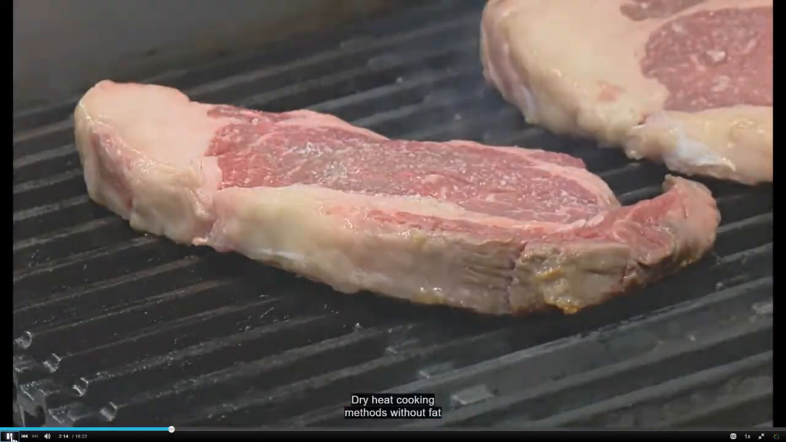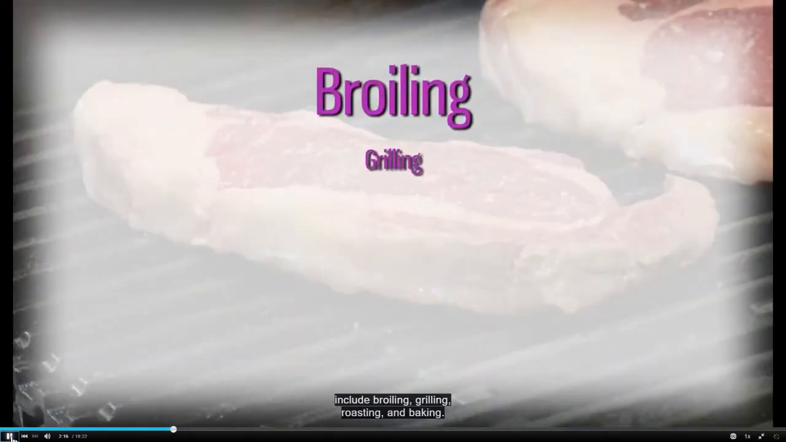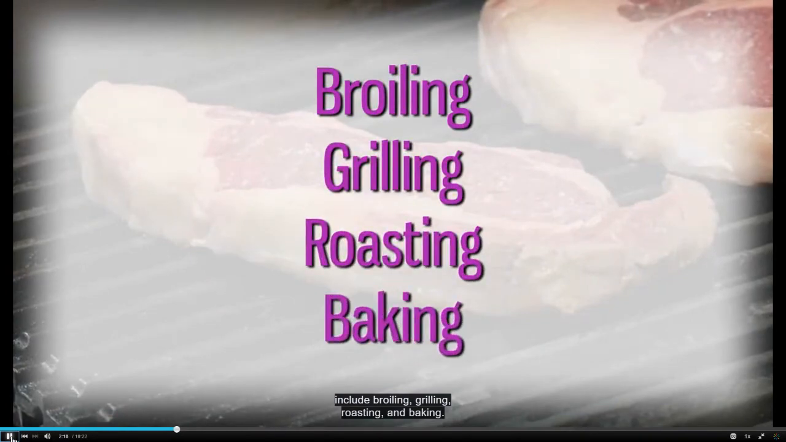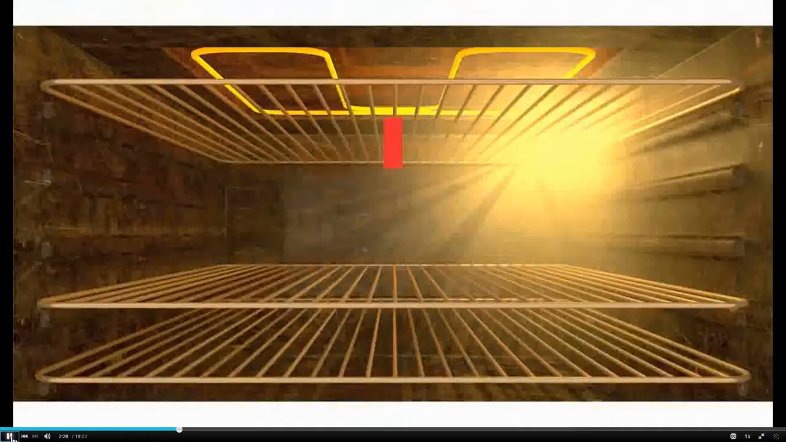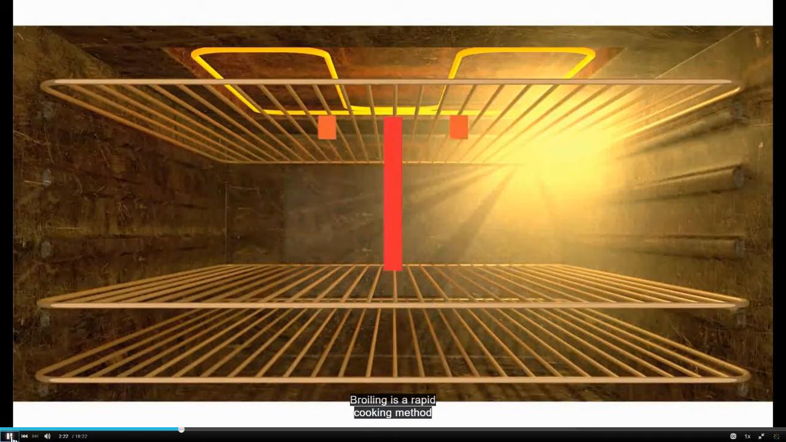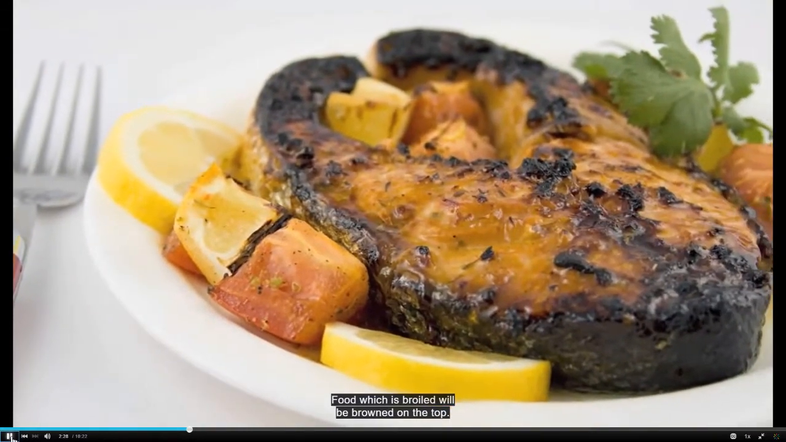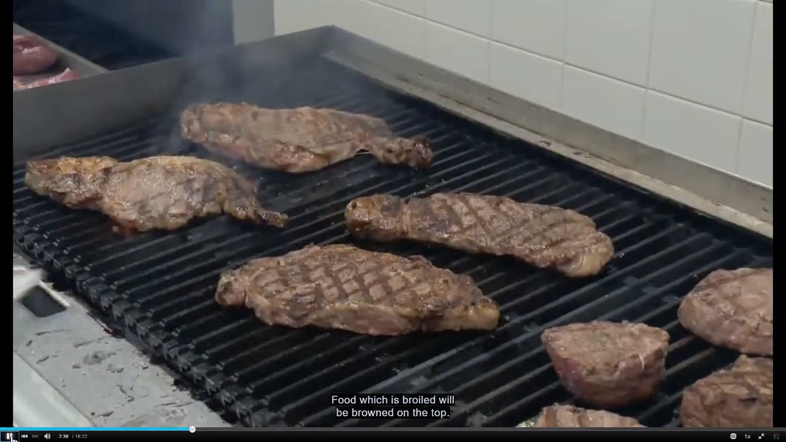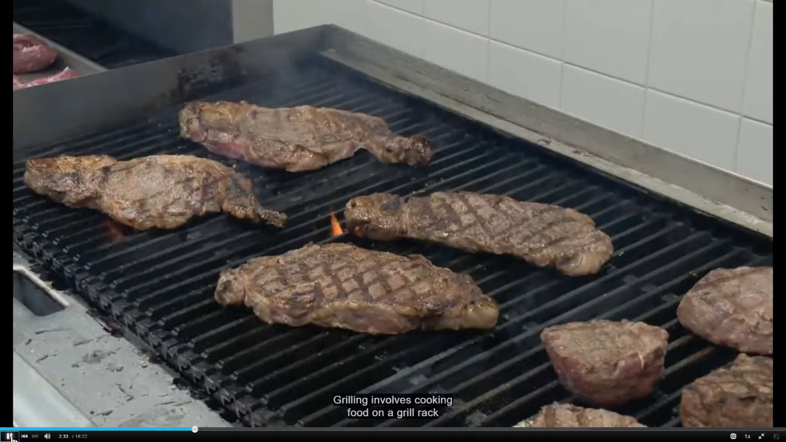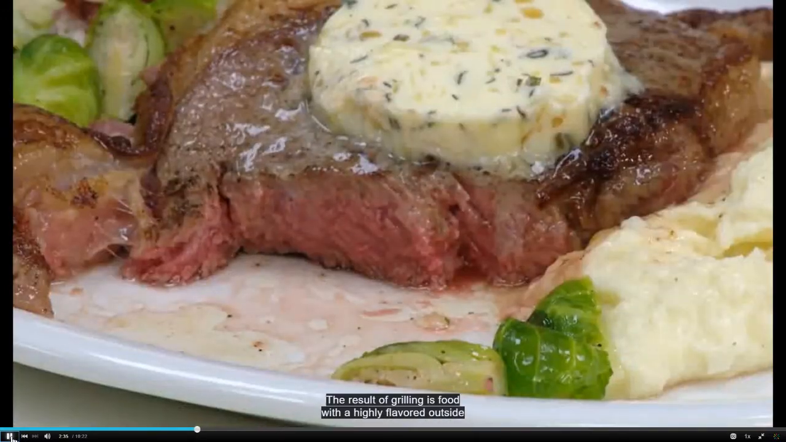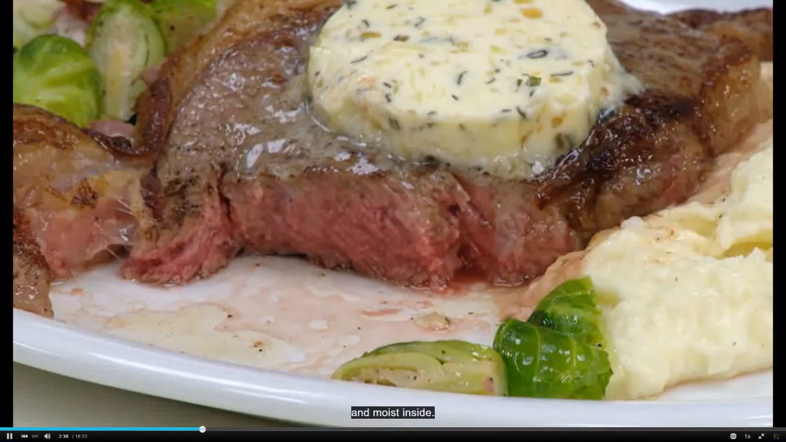Dry heat cooking methods without fat include broiling, grilling, roasting, and baking. Broiling is a rapid cooking method which uses high heat from a source located above the food. Food which is broiled will be browned on the top. Grilling involves cooking food on a grill rack above the heat source. The result of grilling is food with a highly flavored outside and moist inside.